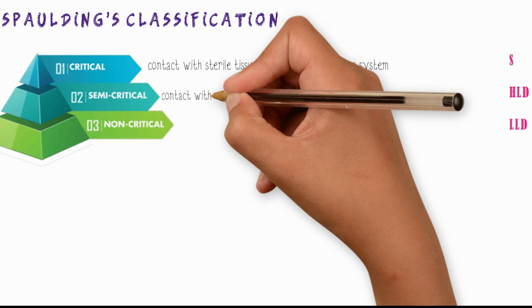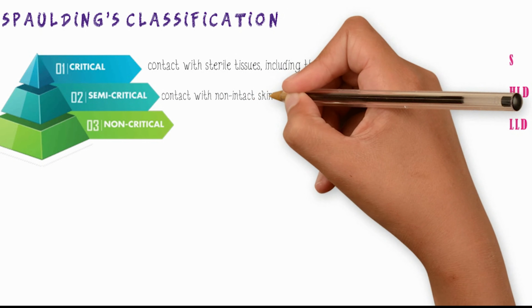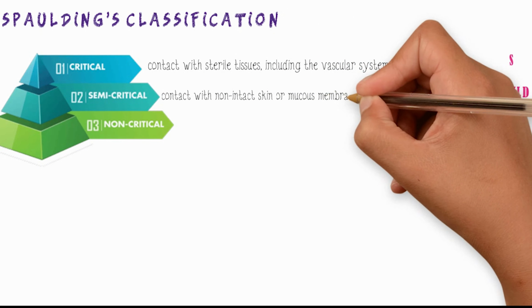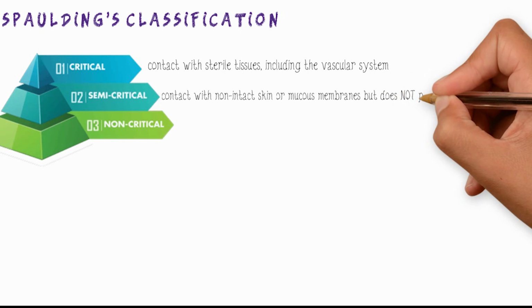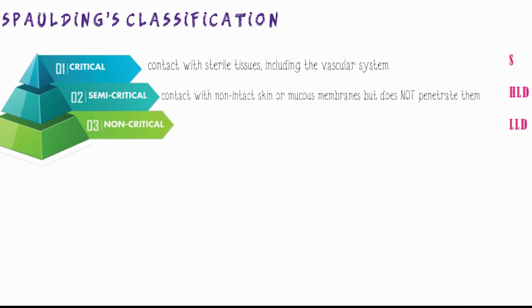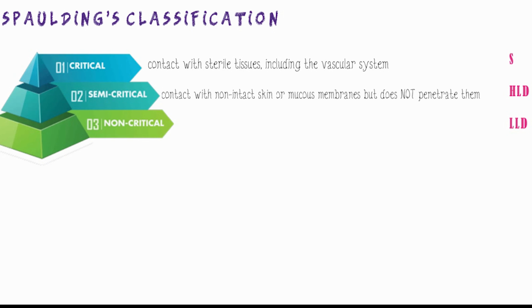Semi-critical items are those that come in contact with non-intact skin or mucous membrane, but they do not penetrate them. In dentistry, these include dental probes, mouth mirrors, condensers, composite instruments, and so on. They require high level of disinfection.